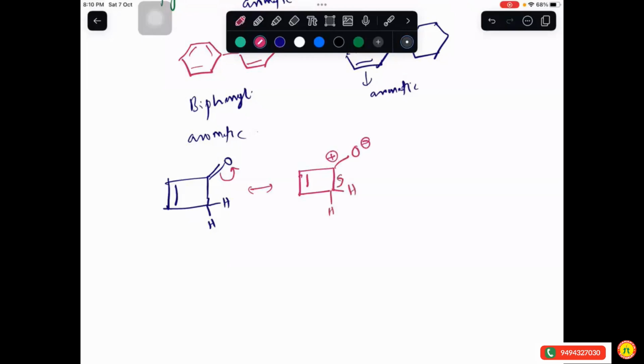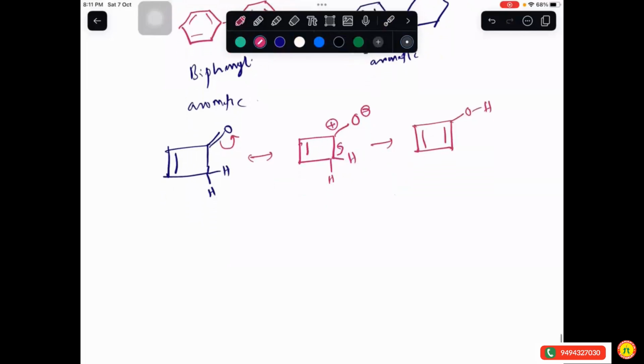So this hydrogen again can shift here. Taking the electrons here, minus and plus both form the bond. This H plus can attack this one. What is formed? An alcohol is formed. See, Rama, this one is, this alcohol is forming.